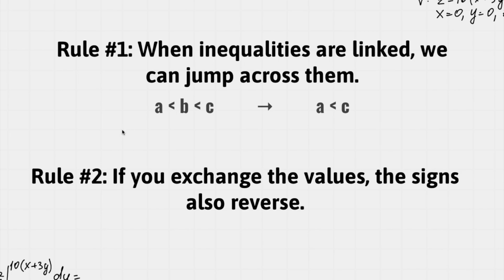Rule number two: if you exchange the values, the signs also reverse. So let's say we have P is less than Q and we exchange the sides, the sign reverses, so it's going to be Q is greater than P.